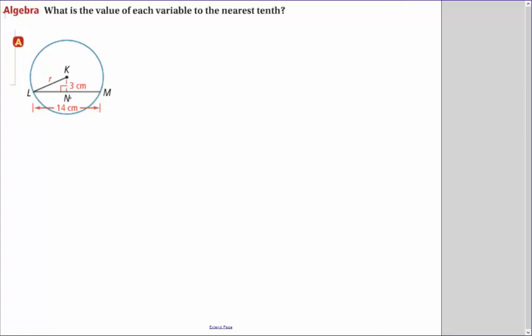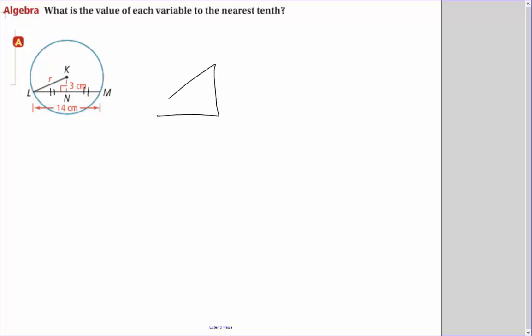So I have KN is perpendicular. If it's perpendicular, you should also notice the shortest distance from a point to a line or point to a segment is a perpendicular segment. So since KN is perpendicular, I know that LN is congruent to NM. Therefore, LM is being bisected.